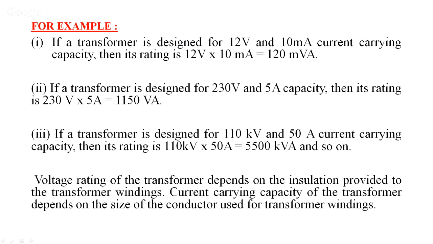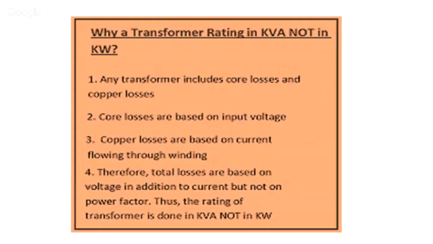So the voltage rating of the transformer depends on the insulation provided to the transformer windings. The current carrying capacity of the transformer depends upon the size of the conductor used for the transformer windings. Now, this is very important. You have to understand why a transformer rating is in kVA and not in kilowatts.